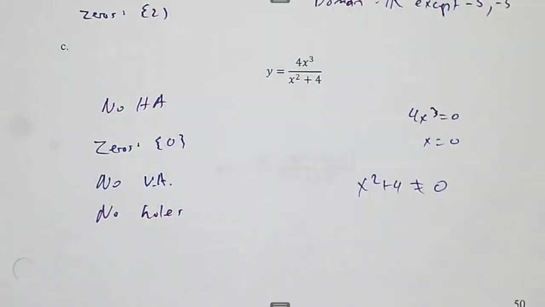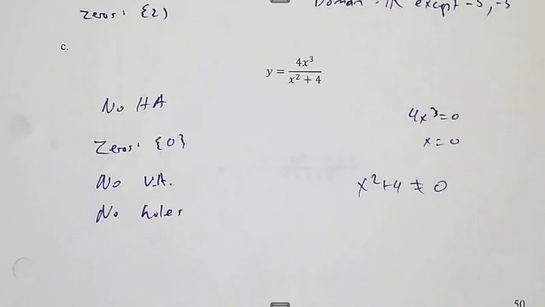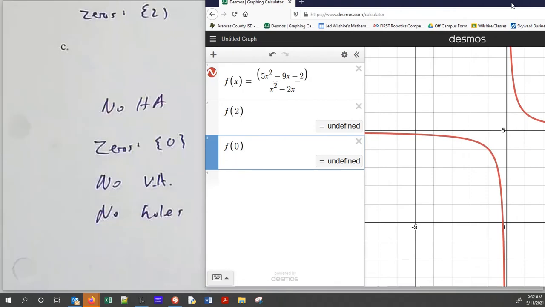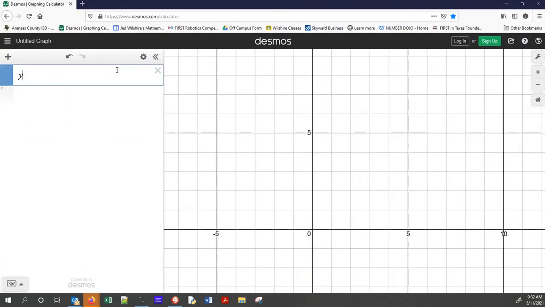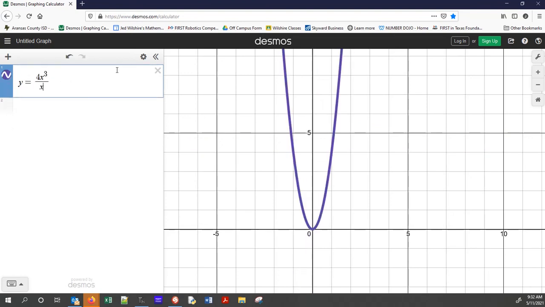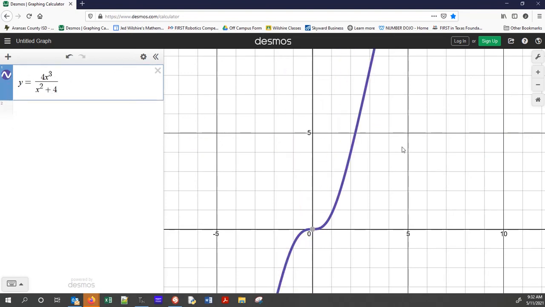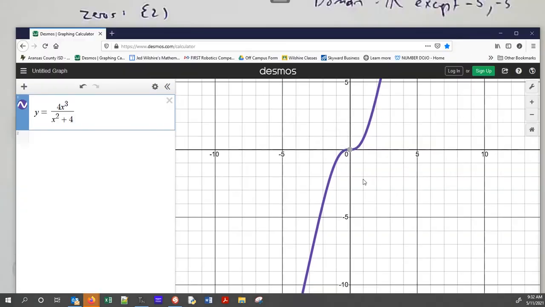And I want to take a look at that right quick so you can see what that kind of looks like. Oh, I'm sorry. Domain is all real numbers because there's no vertical asymptote and there's no holes. So if we look at y equals 4x cubed over x squared plus 4, you'll notice that there's no breaks. There's no discontinuities, nothing but that 0 right there. Okay?